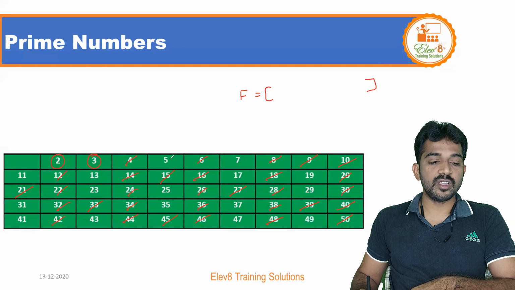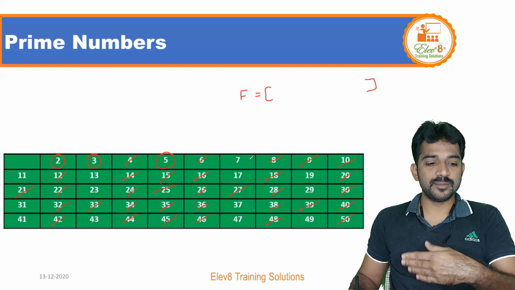Okay, next comes to here. 5 is the prime number, right? 5 is the prime. After that, 5's multiples. 5 plus 5, 10. 10 plus 5, 15. 15 plus 5, 20. 20 plus 5, 25, strike off. 30, strike off. 35, strike off. 40, strike off. 45, strike off. 50, strike off. Right?